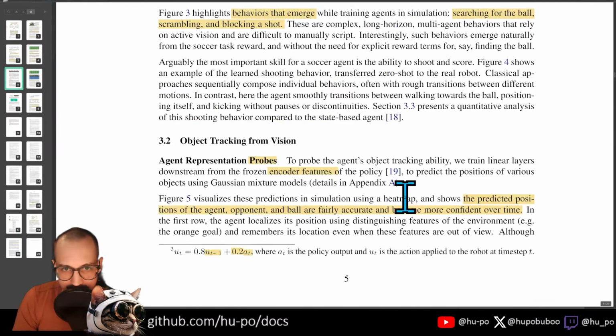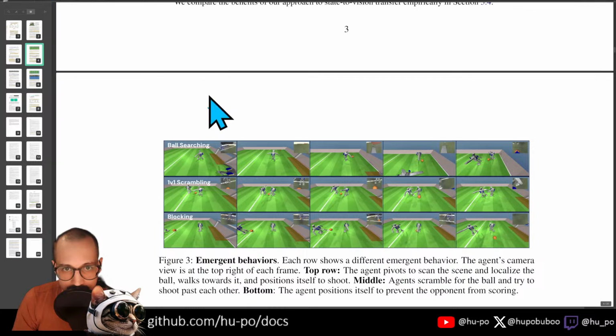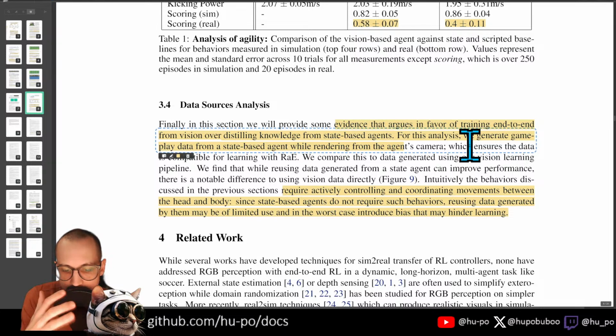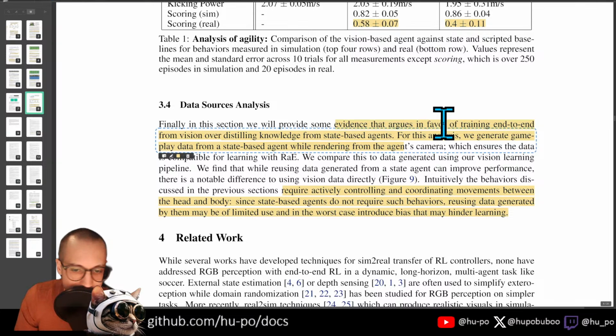right? So the one that they use as an example is this ball searching, where basically the robot develops this ability to just scan its environment constantly, looking left to right to left to right to try to find the ball, right? And they make a very good point that that type of emergent ball scanning behavior is not something that you would ever get if you were using state-based agents and you were distilling from that, right? So if you were trying to distill the final policy from a policy that was trained in simulation with explicit state, it probably would not have that scanning behavior because it always knew exactly where the ball was.